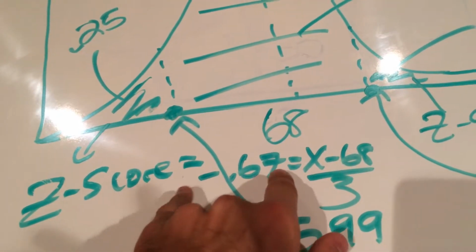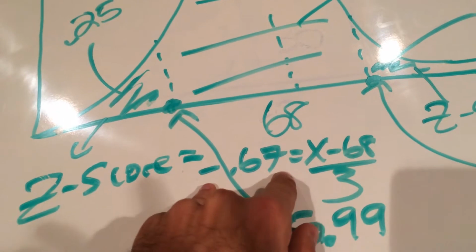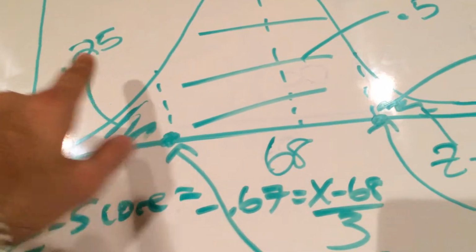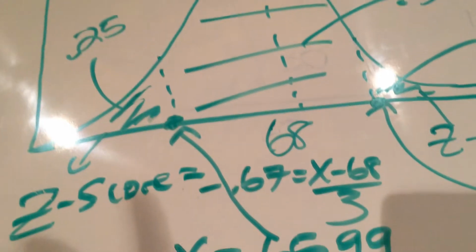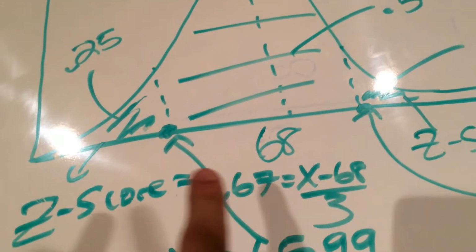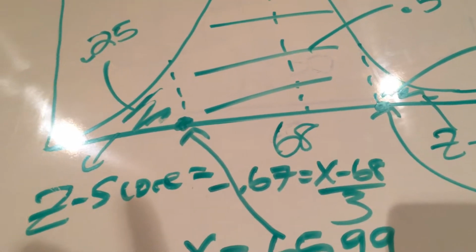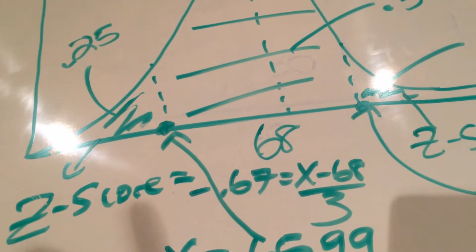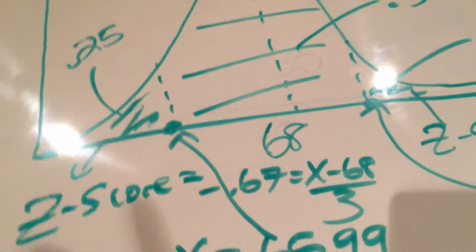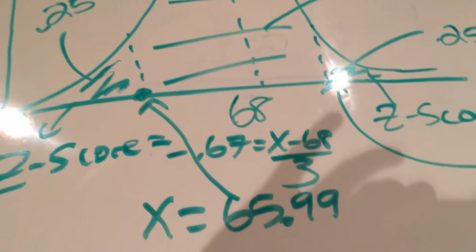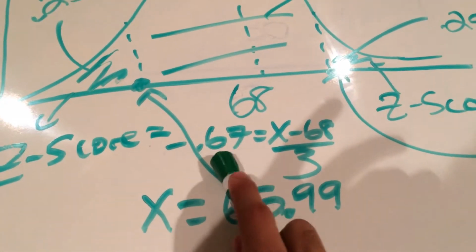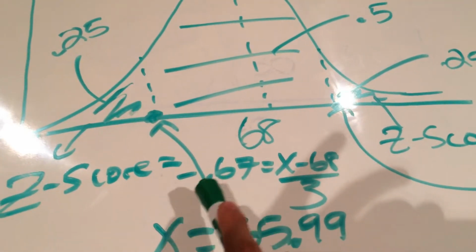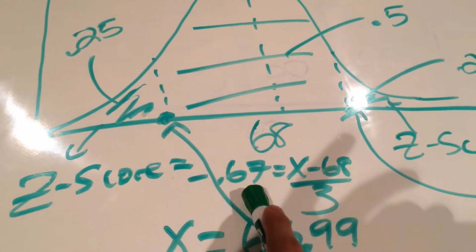Now, I think there was some confusion about how to find the z-score. So all I do is I go to my table, and I look for 0.25. And when I find 0.25, I go left on the row, and I will get negative 0.6. Then I go up on the column, and I'll get 0.07. The negative 0.6 is the 10th digit. The 0.07 is the 100th digit. So I get negative 0.67.